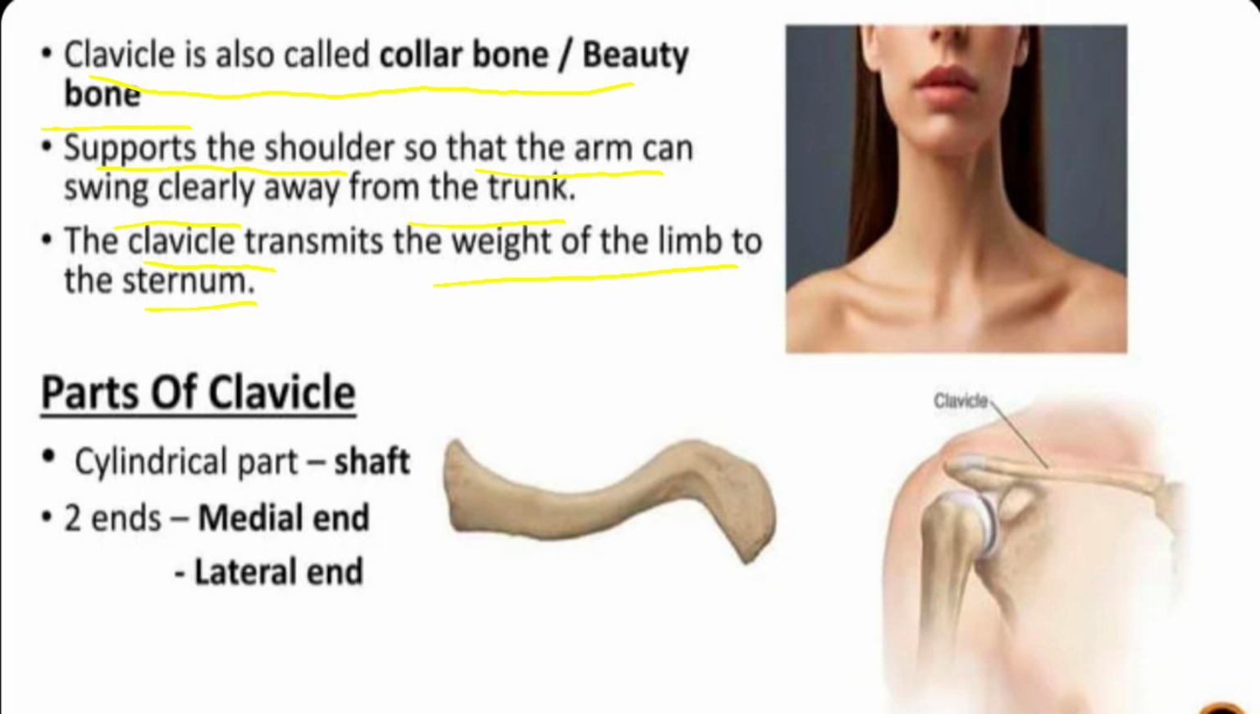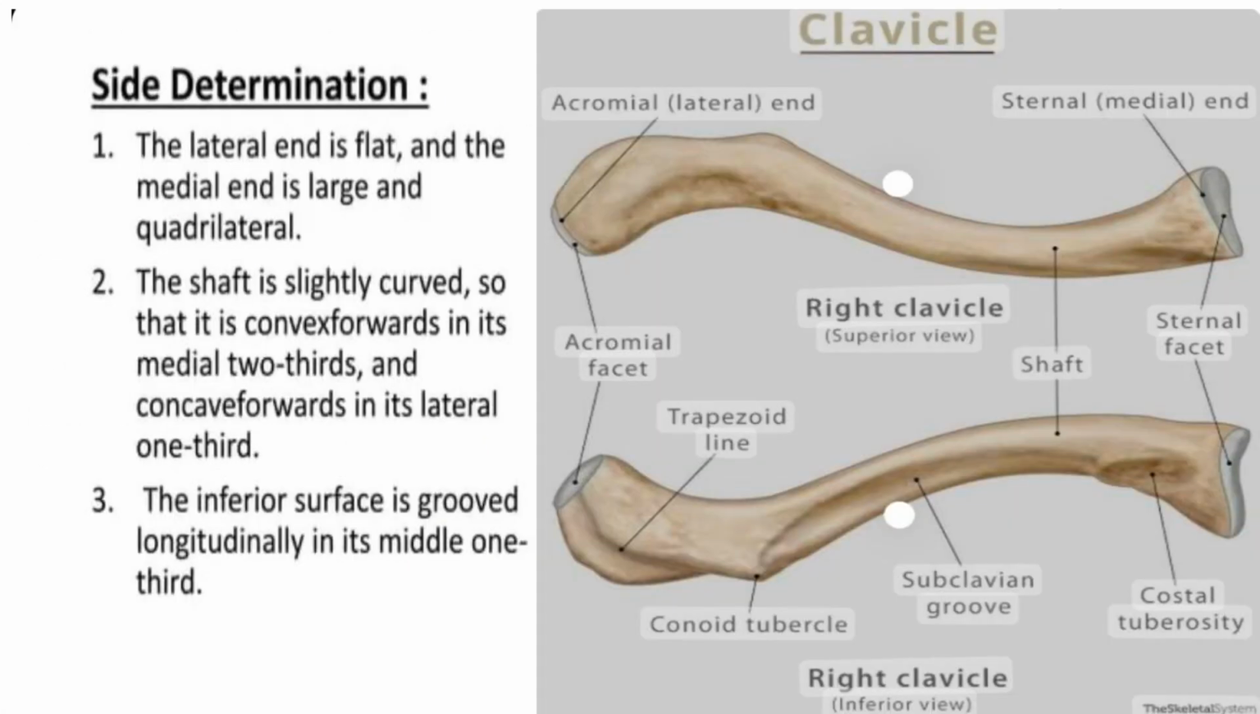Parts of the clavicle. Clavicle is divided into three parts: two ends and a shaft, the medial end and lateral end. Shaft is cylindrical. Side determination of the clavicle. The lateral end is flat and the medial end is large and quadrilateral. In the diagram you can see here, lateral end is flat. While you see the medial end, it is quadrilateral in shape and very large.